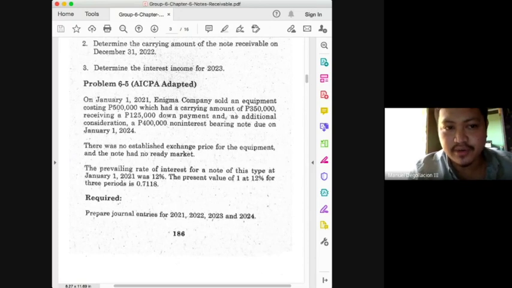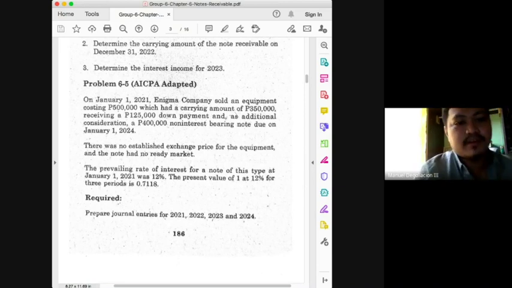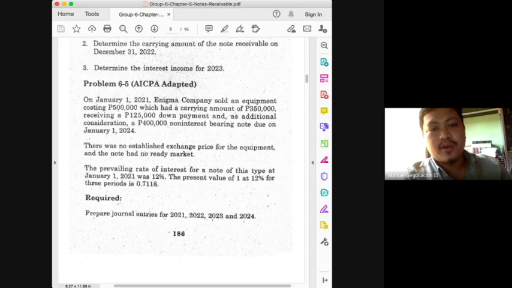So far, class, we'll have three debits. Debit to cash, 125,000. Debit to notes receivable in the amount of 400,000. And debit to accumulated depreciation in the amount of 150,000. Okay. And so far, we have one credit to equipment in the amount of 500,000. The balancing figure, class, would be shared by... it's wrong to call it a balancing figure.